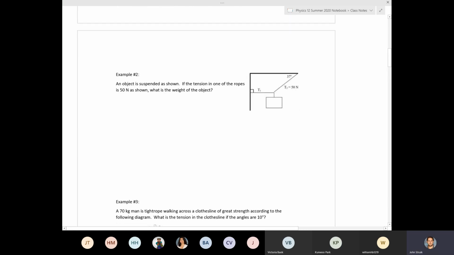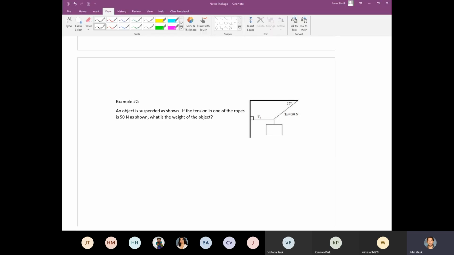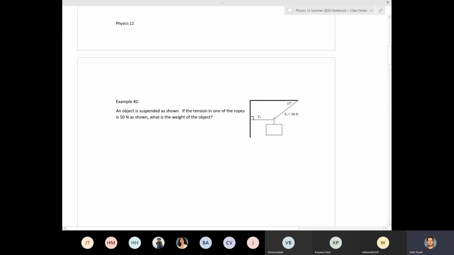We have 2 more examples. Object is suspended as shown. If the tension in one of the ropes is 50 newtons as shown, so the up one, what is the weight of the object? The first thing to do is draw in your forces. I'll go blue. T1 is going to the left, T2 is going up and right, and then we have FG right here as well. Remember that it's technically tension, but that tension is because of the FG, so we're just going to write FG.